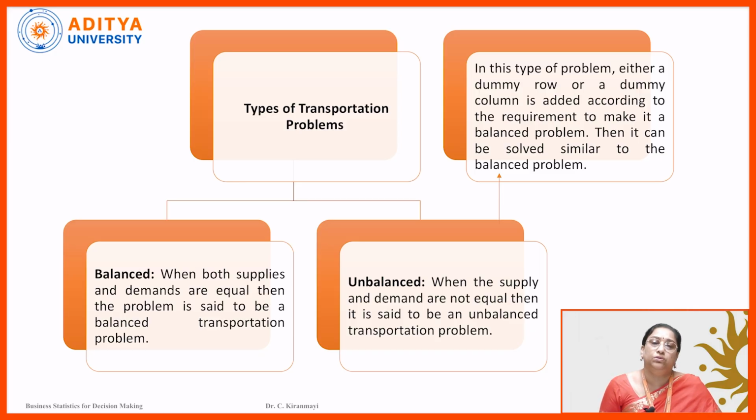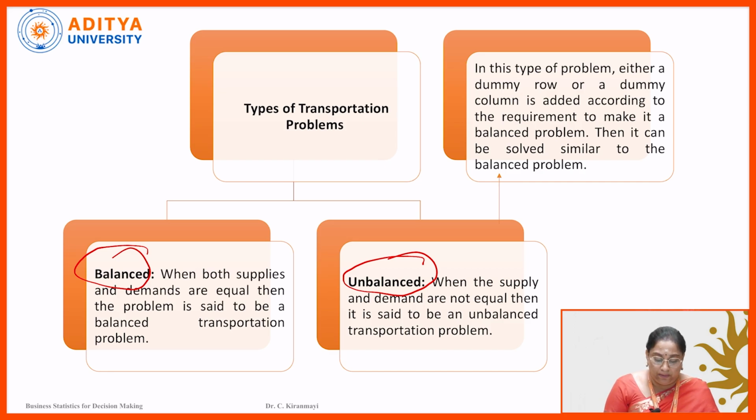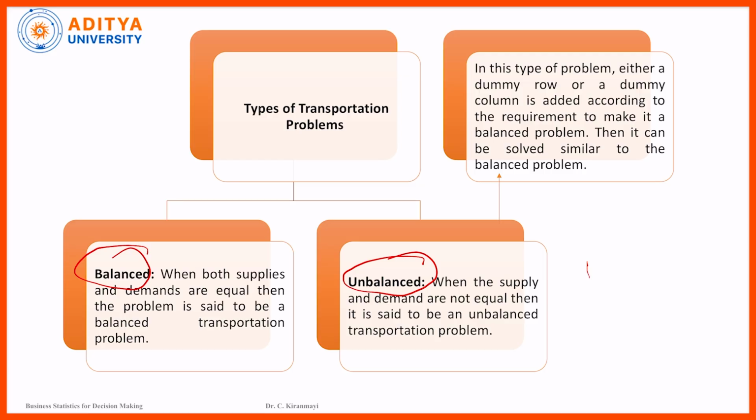Right. Now coming to the next concept, types of transportation problem. Basically there are two types of transportation problems. Two kinds of situations may exist: the transportation problem may be balanced, or it may be unbalanced. Whenever we are going to solve the transportation problem, the point to be taken care of is that the transportation problem must be balanced. So the first step while solving is to check whether the transportation problem is balanced or unbalanced.